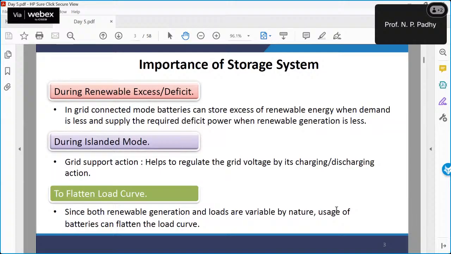Now, when you talk about islanded mode of operation, or that is grid support action, which helps to regulate the voltage. Whenever there is a generator connected to a particular bus, the distributed generators. So the voltage at a particular bus can be regulated by storage systems. Finally, we can also flatten the load curve.